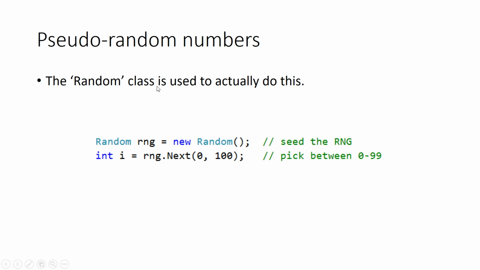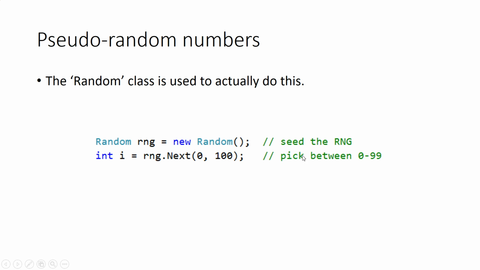So the Random class is what we use to actually do this. We create a Random object, I've called it RNG, and that bit there, when you construct it, actually seeds it using the clock. And you can pick the next random number like this, RNG.Next. If you put two numbers inside the brackets, it will give you a random number between 0 and 100, or between 10 and 1000, or whatever two numbers you put in.